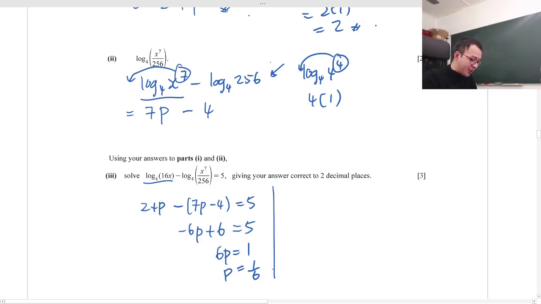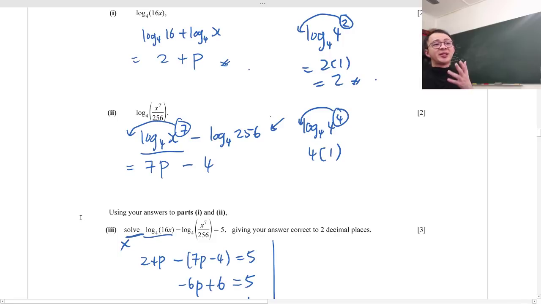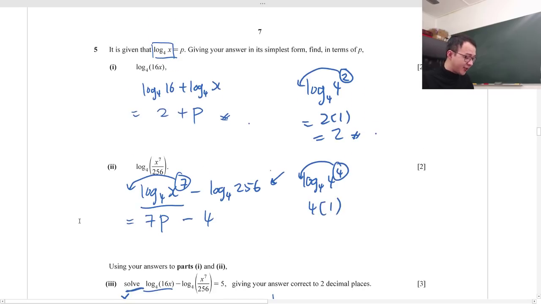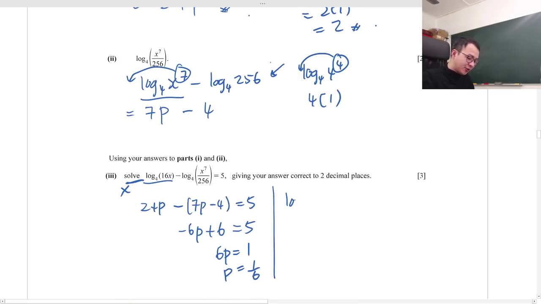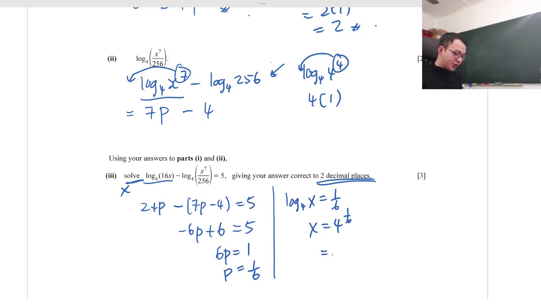And what is my P? Because solve means they want to find x. Whenever you see the word solve, basically it means they want to find x. The P is log 4 x, right? So log 4 x equals 1 over 6. So x equals 4 power 1 over 6. Leave your answer in 2 decimal places. So I will leave it in 2 decimal places only. 4 power of 1 over 6, which is 1.26. This is how I get my x answer over here.